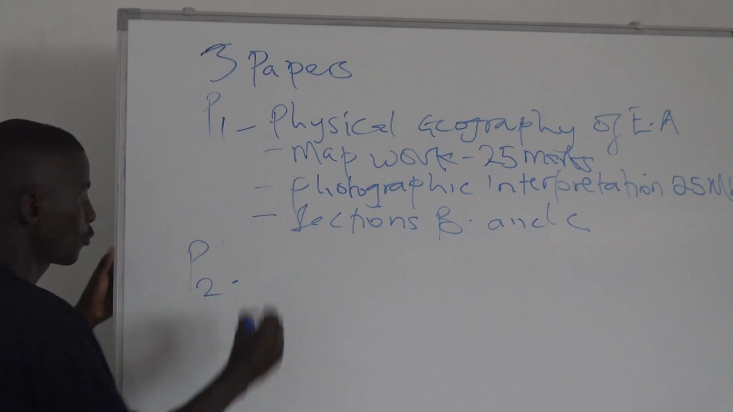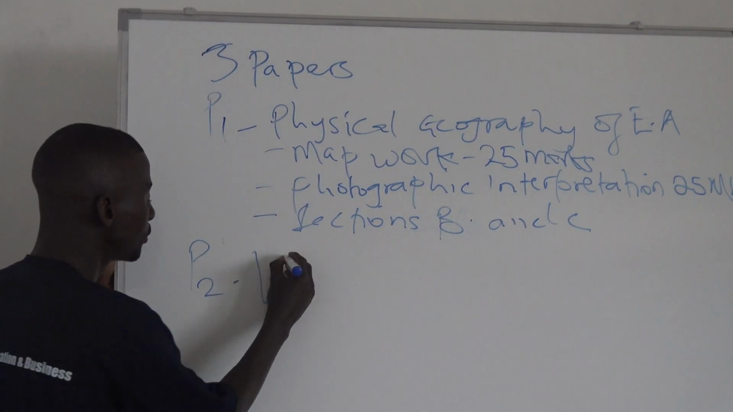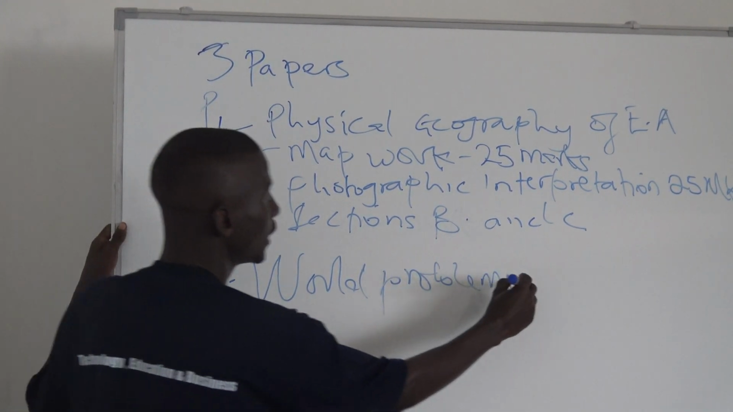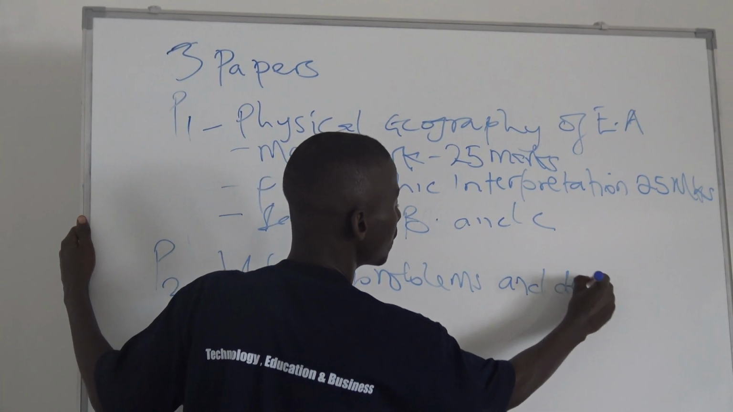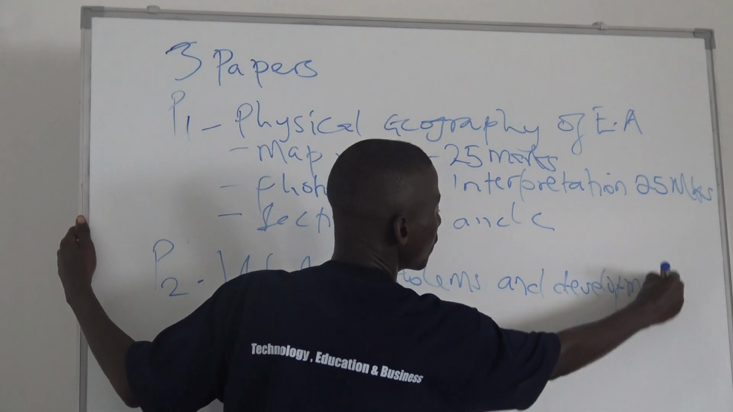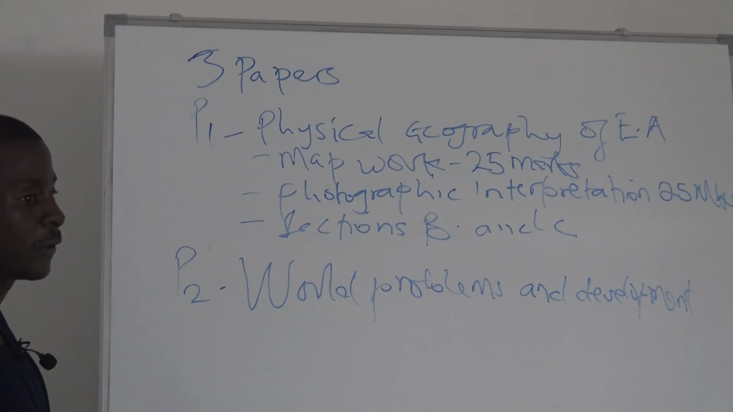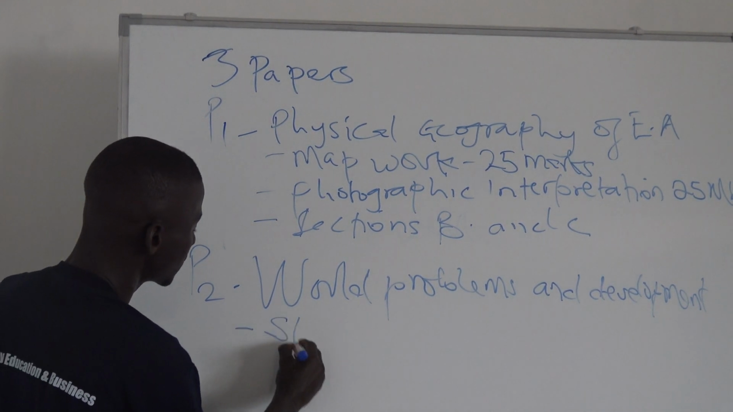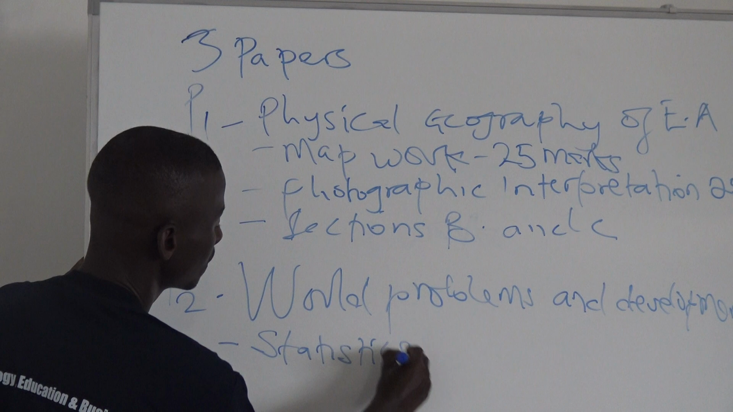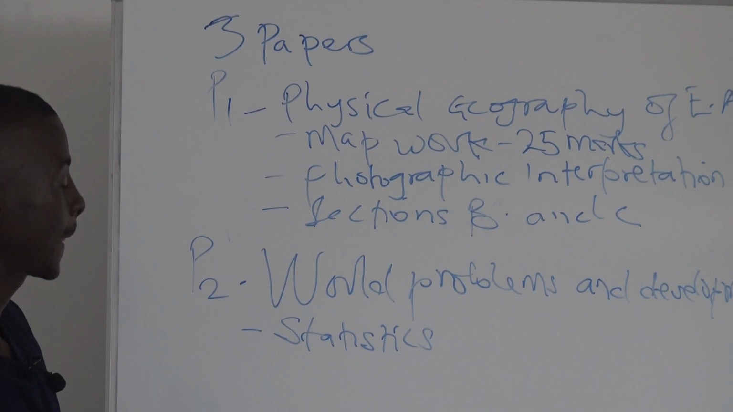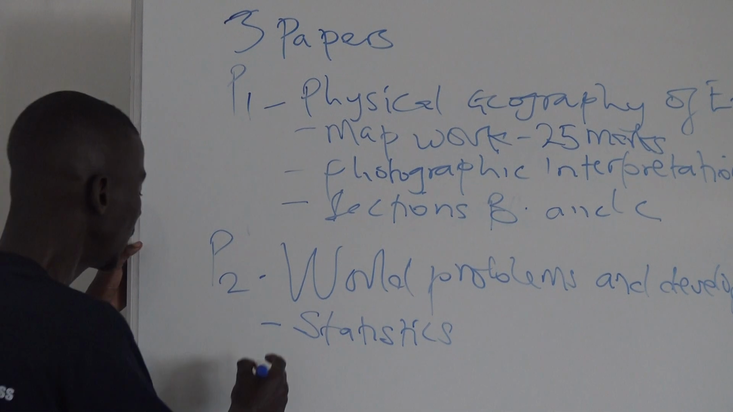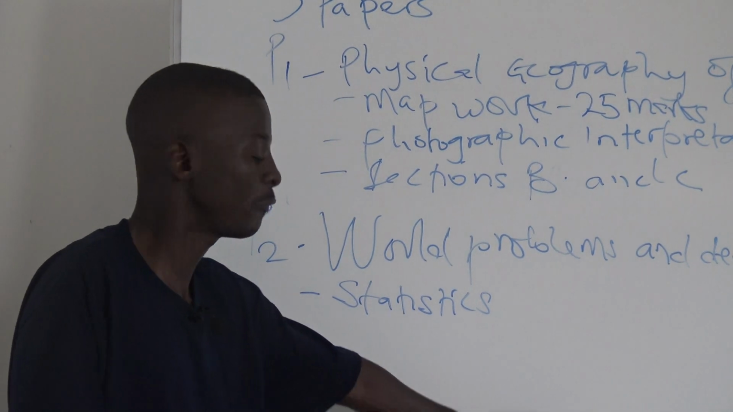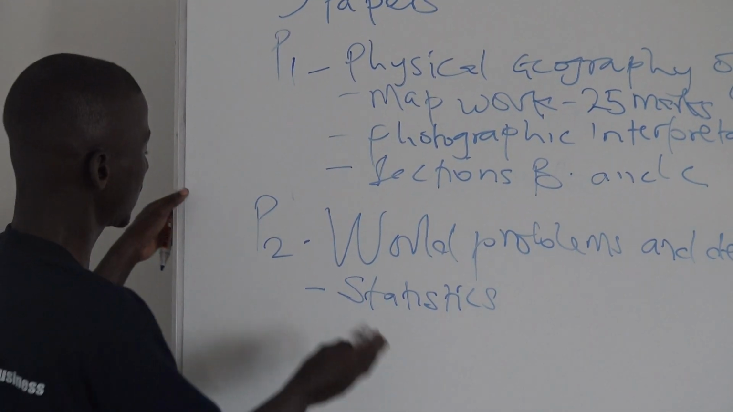Then paper 2, that one is called World Problems and Development. It has one compulsory number, which is statistics. Statistics is compulsory. Then any other three numbers in section B, giving a total of 100 marks.